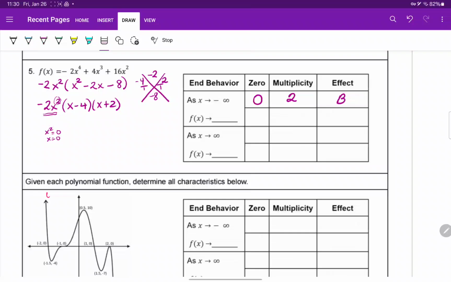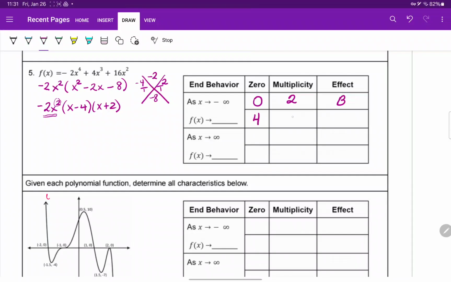And I'm going to erase this to give myself some more room. The next factor is x minus 4, which means positive 4 with a multiplicity of 1. We've got a cross. And then negative 2 multiplicity 1, we have a cross. And because they're 1s, it's a straight cross through, not a squiggle.